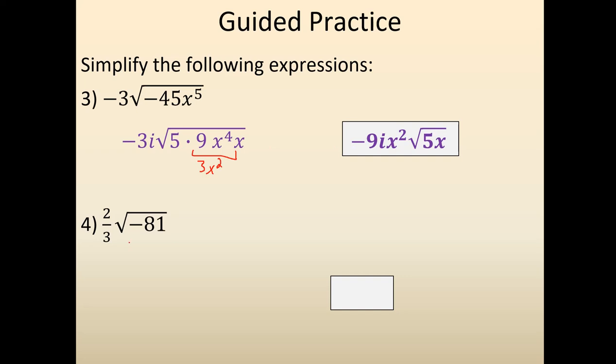And then for this one, 81 is a perfect square. So when I simplify this, I end up getting 9i. That gets multiplied by the 2/3 that we had before, and that gets me 6i.